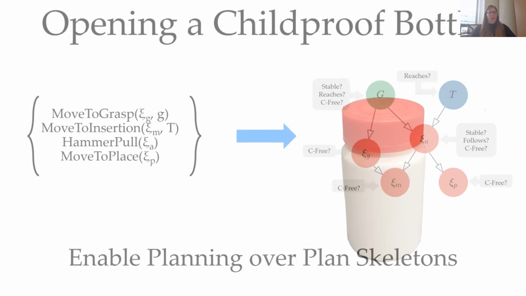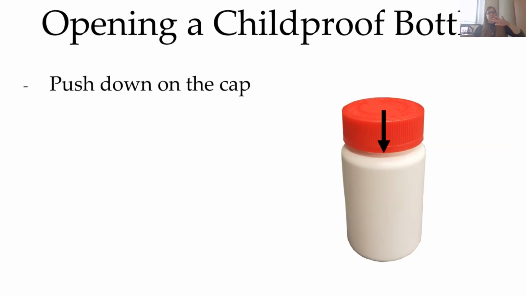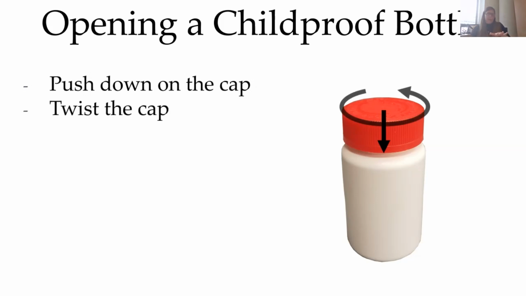So I want to define our task, which is that we want to open a push-to-twist child-proof bottle, which I don't know if it's as ubiquitous in y'all's medicine cabinets as ours. I hope that it is. In order to open this kind of medicine bottle, what you need to do is both push down on the cap while twisting it. Apparently that makes it childproof.